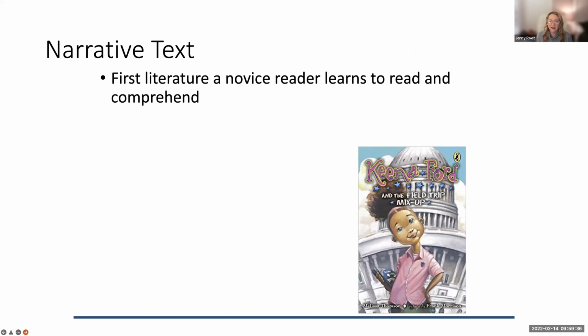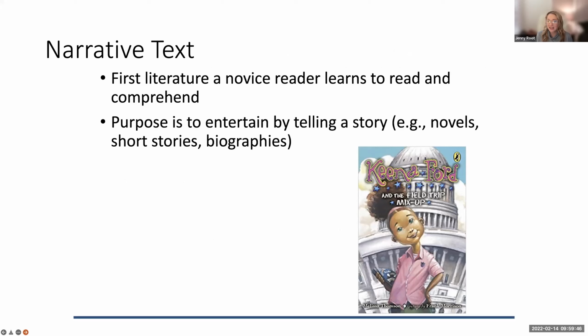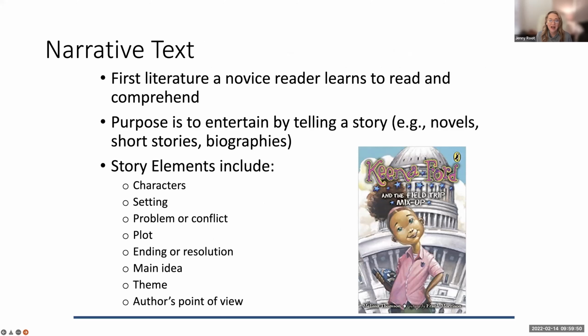So what is a narrative text, right? It's that first literature that a novice reader learns to read and comprehend. It's what we commonly use with young children in an elementary school. The purpose is generally to entertain by telling a story. So if we think about novels, short stories, biographies, the story elements that we focus on are things like the characters, setting, conflict, plot, the author's point of view or author's purpose. So here's an example of a great book, Kina Ford and the Field Trip Mix-Up, where she goes on a field trip to Washington, D.C.